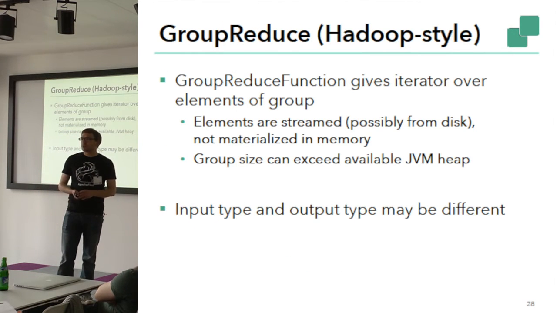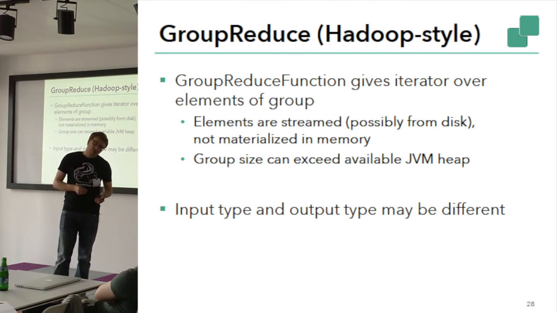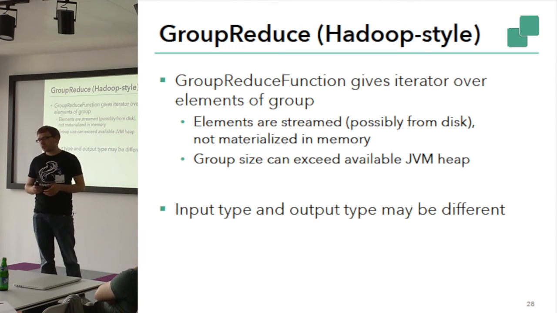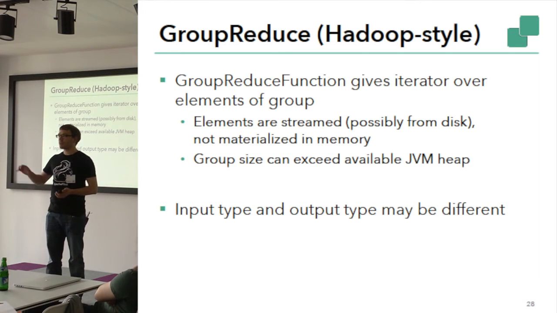Yeah, so the GroupReduce that Max already presented to you is like the reduce function in Hadoop, right? You have an iterator which goes over the elements in a group, and then you have an output collector which takes as many elements as you give into it. So you can go from n input elements to m output elements.